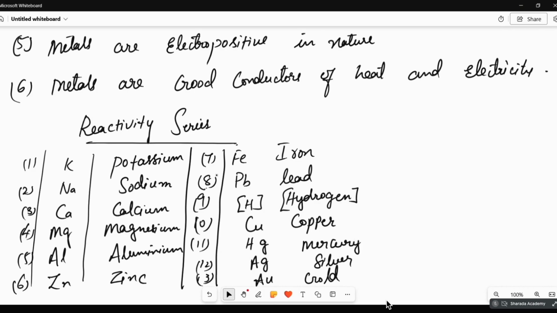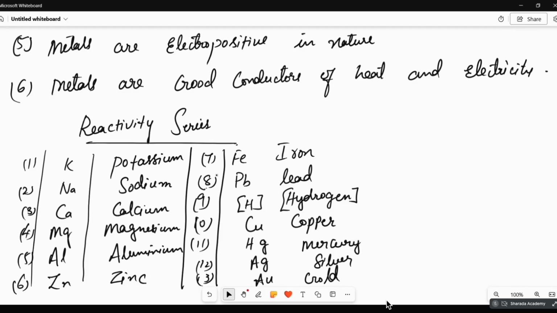See, gold is precious, right? We think of gold as precious because it is the least reactive in nature. Diamond is not a metal. Hydrogen is not a metal either, but we include it to compare. Diamond also does not react. Have you seen diamond reacting? Potassium is the most reactive metal.